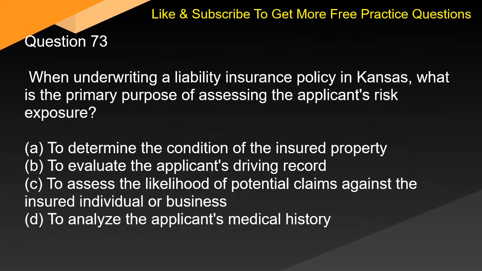Question 73. When underwriting a liability insurance policy in Kansas, what is the primary purpose of assessing the applicant's risk exposure? A. To determine the condition of the insured property. B. To evaluate the applicant's driving record. C. To assess the likelihood of potential claims against the insured individual or business. D. To analyze the applicant's medical history.